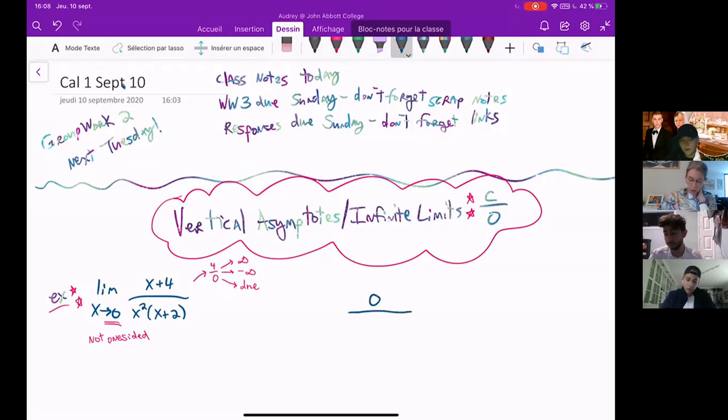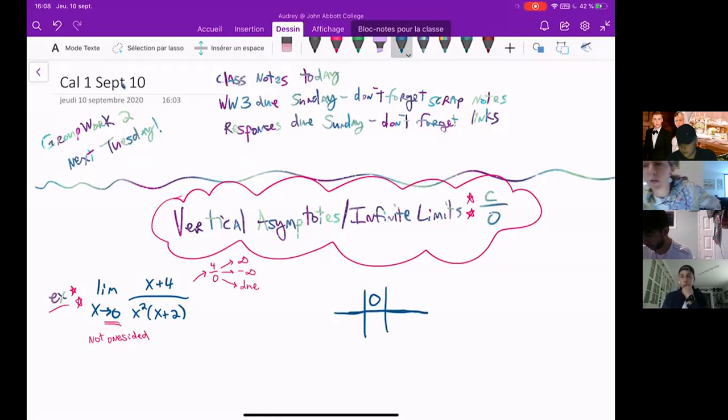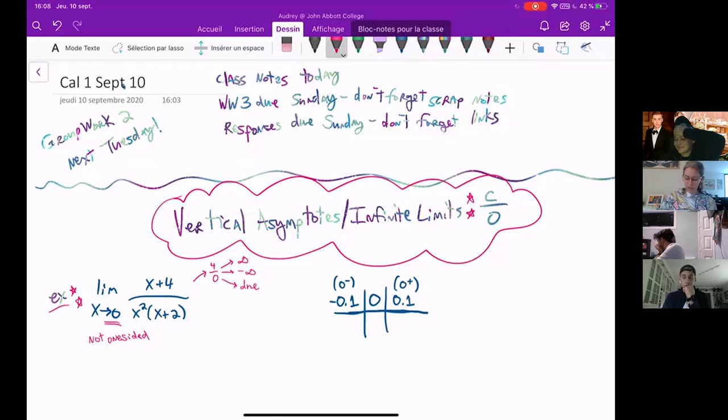So here I have 0, and it's getting a little easy to get confused with 0. What's a good value on the left side of 0? Minus 0.1. And on the right side of 0? Positive 0.1. So that's my 0 from the left, and that's my 0 from the right. And now, what do I plug these values into? The x in that function. So I plug in negative 0.1: negative 0.1 plus 4, over negative 0.1 squared times negative 0.1 plus 2.